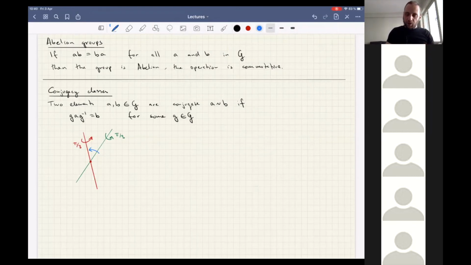So doing the green transformation is the same thing as first rotating the green axis to the red axis with some rotation G or G inverse, then doing the red rotation and then rotating back. So in essence here, this would be G inverse, and rotating back would be G.